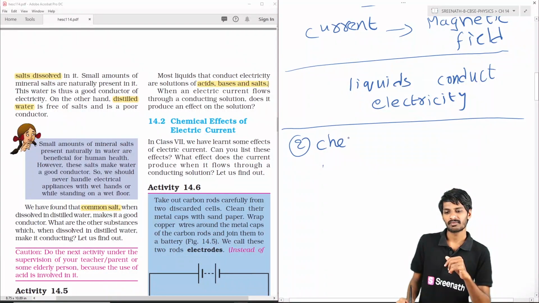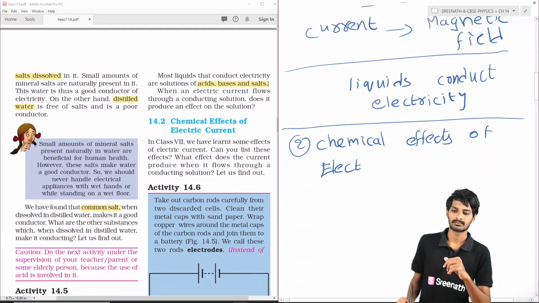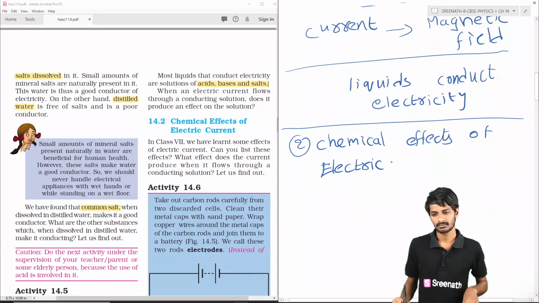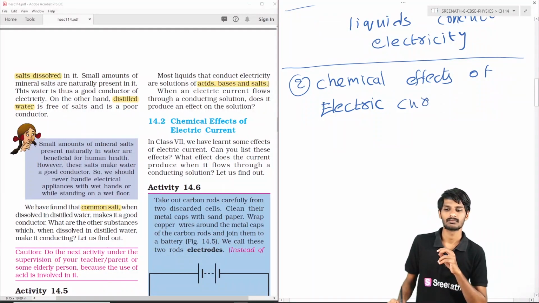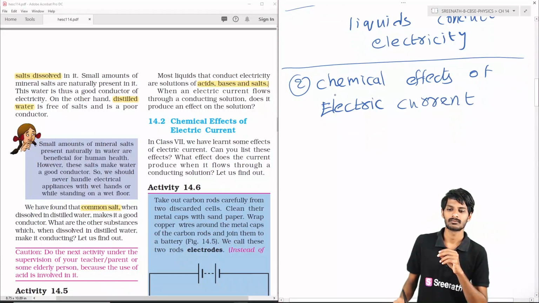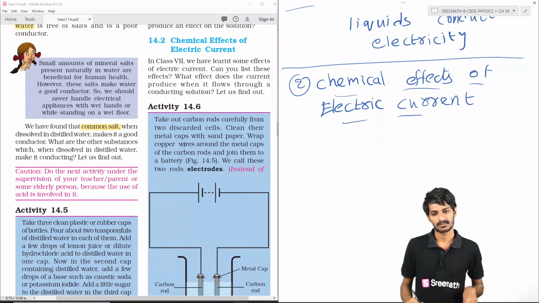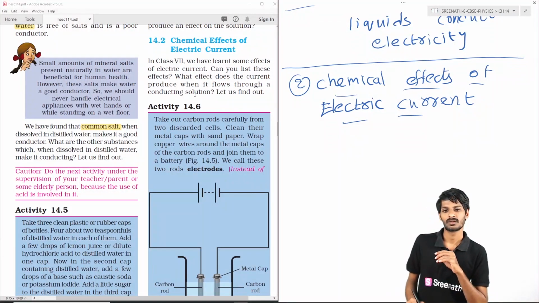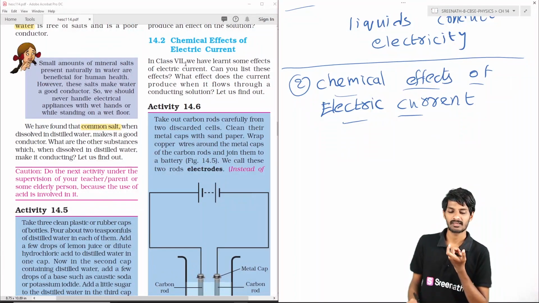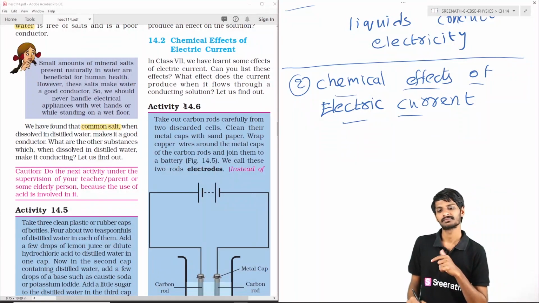That is chemical effects of electric current. Chemical effects of electric current. In class 7, students, you have learned some effects of electric current. So can you think of those, students?